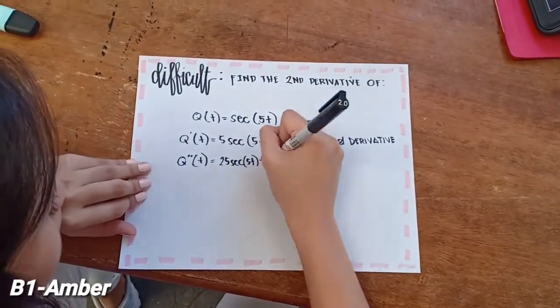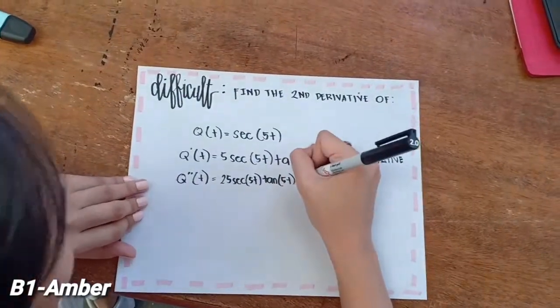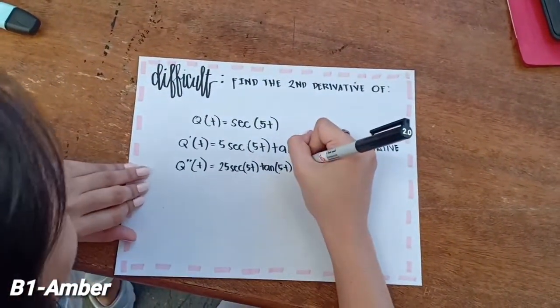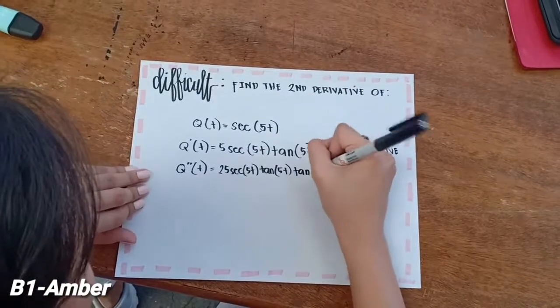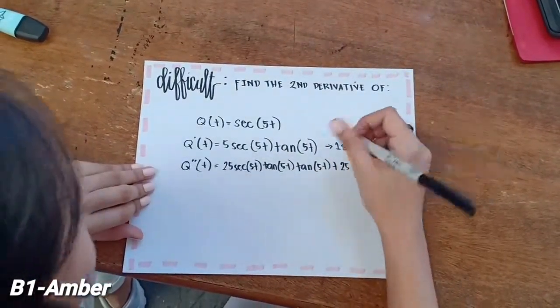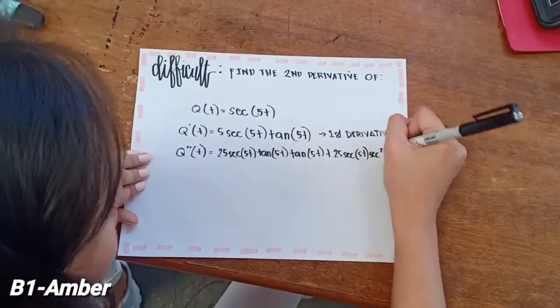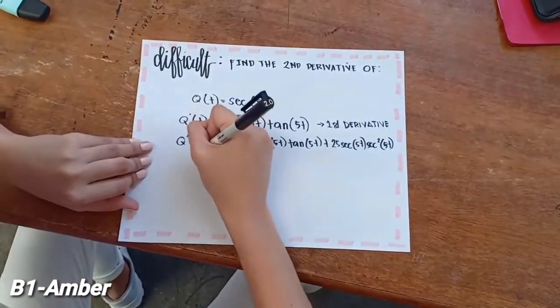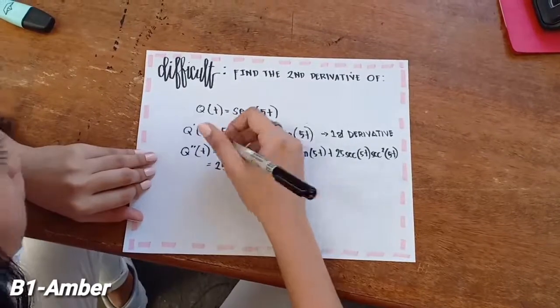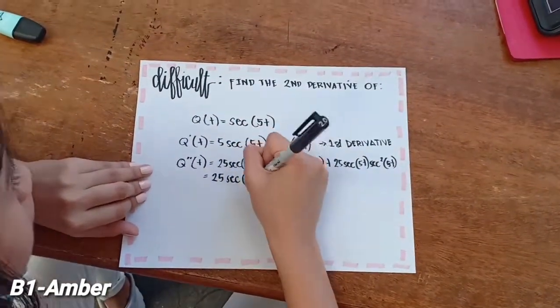For the second derivative, it is 25 secant 5t tangent squared 5t plus 25 secant cubed 5t, and that is the second derivative.